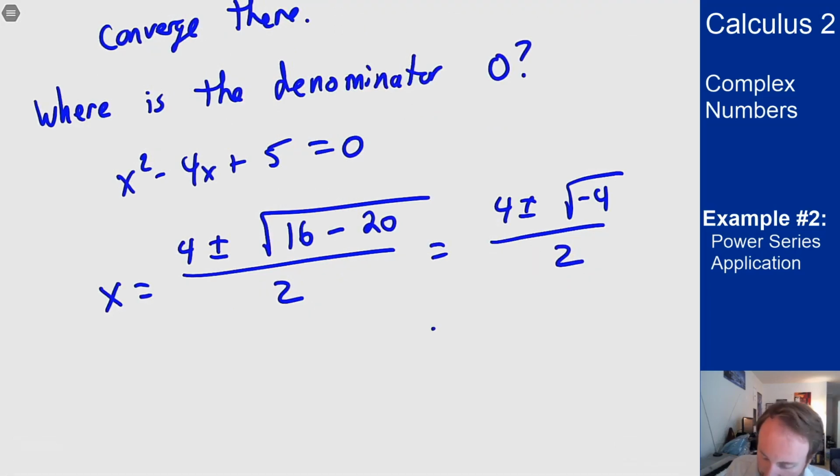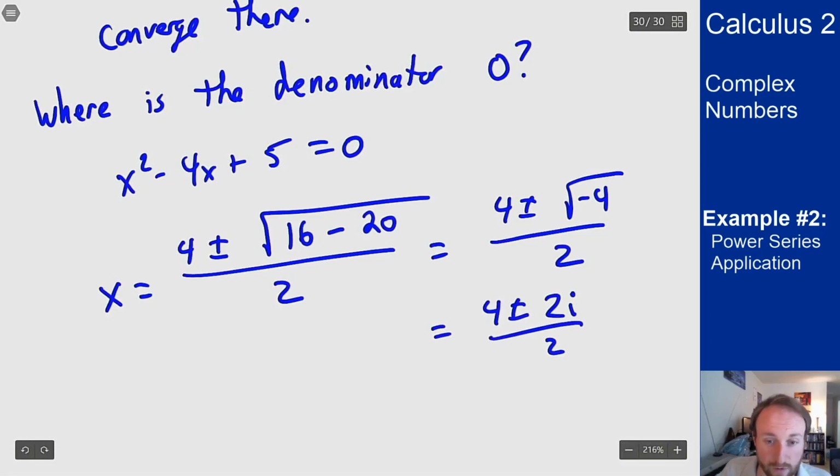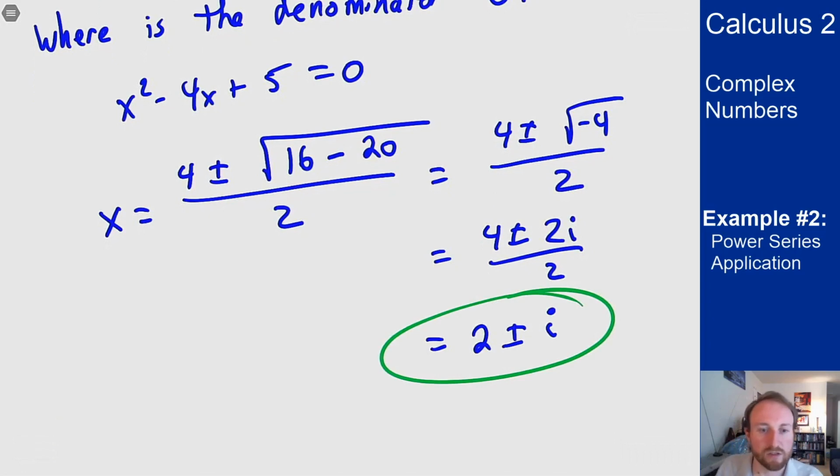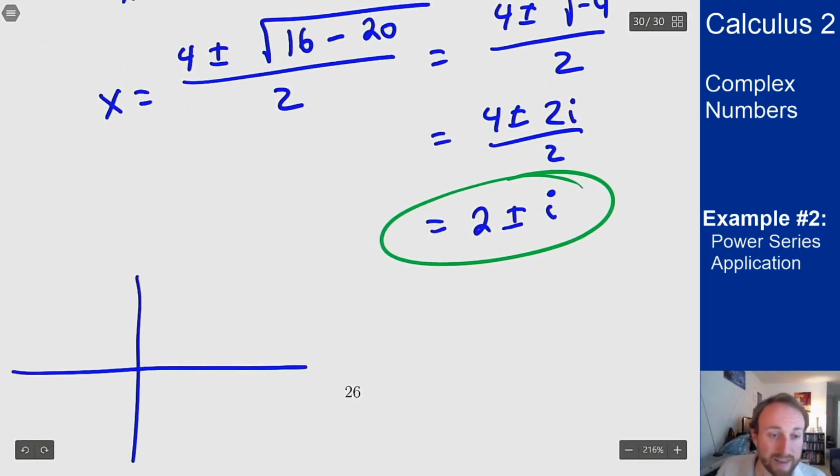Using our complex numbers, this becomes 4 plus or minus 2i over 2, because root minus 4 is root 4 times root minus 1, which is 2i. So we're at 2 plus or minus i as my roots here. These are the 2 points in the complex plane where this function is not defined, where the denominator is 0. So where are these points? Well, plotting them out, 2 plus or minus i are at x coordinate 2 and then y coordinate plus or minus 1. We're looking at something like here and here.